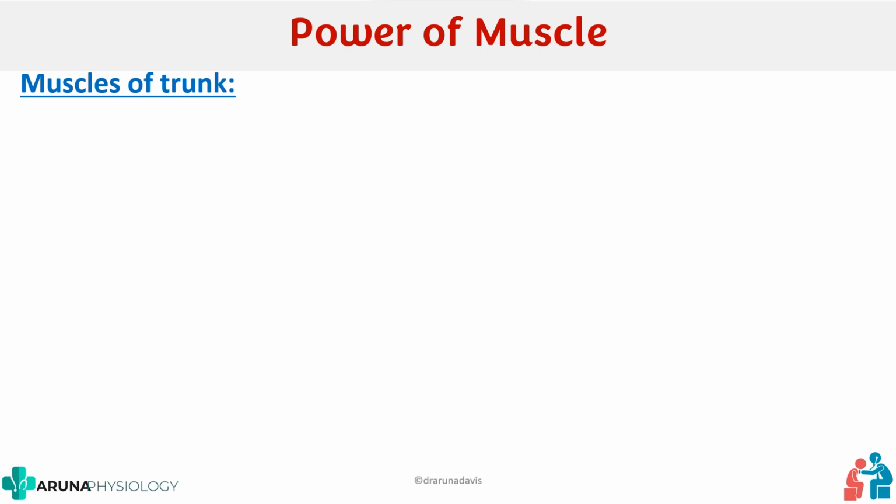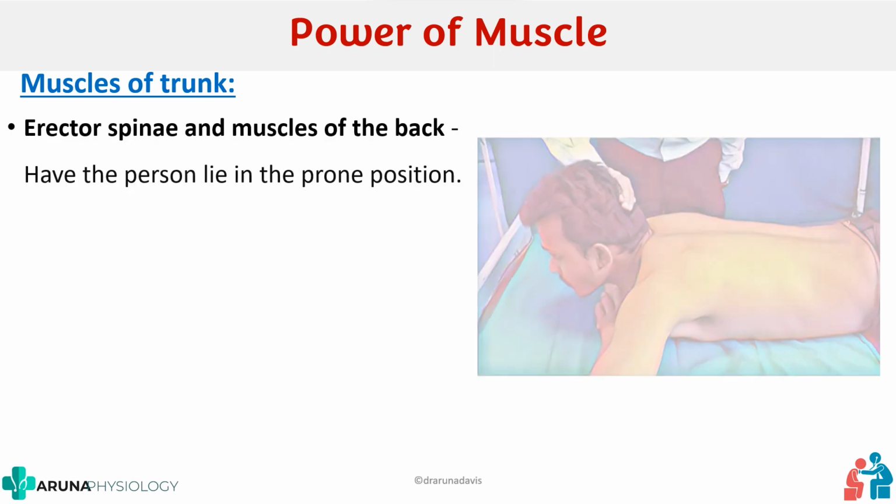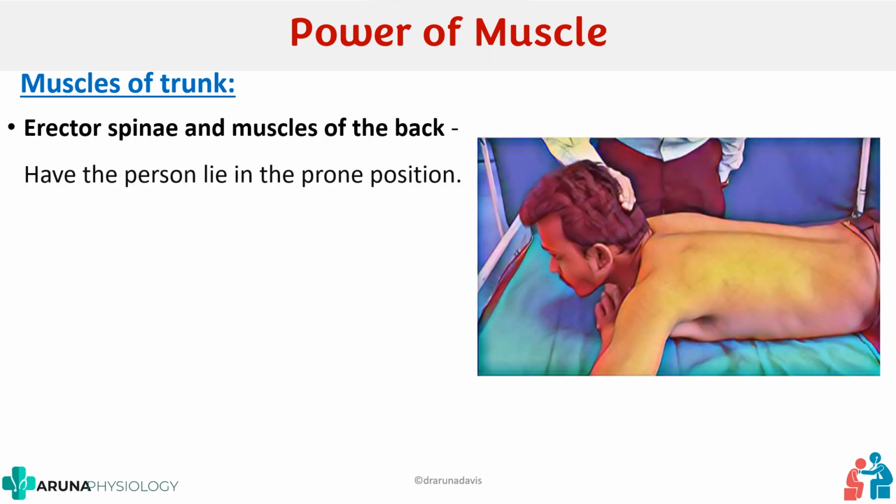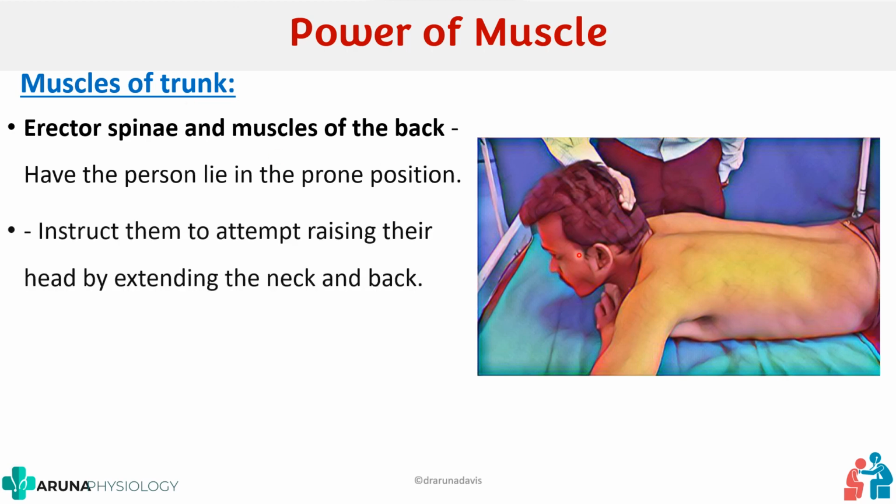Next muscles of the trunk are the erector spinae and the muscles of the back. To test the erector spinae, you can ask the subject to lie down in the prone position, and then the subject can attempt raising their head by extending the neck and the back. Here also you can apply resistance at the occiput level to say it is normal power. So that would complete the erector spinae and muscles of the back.